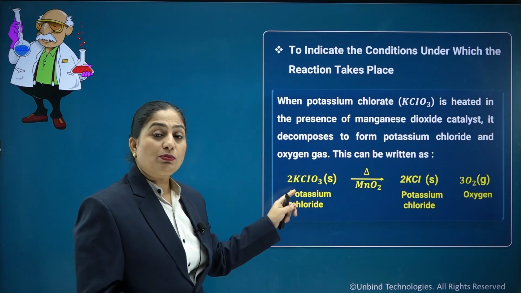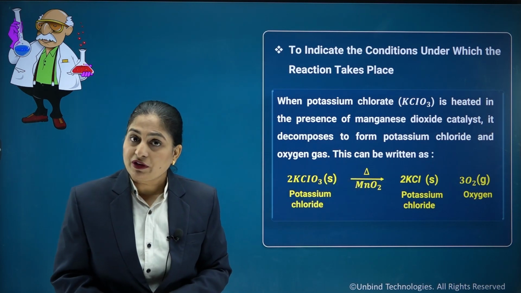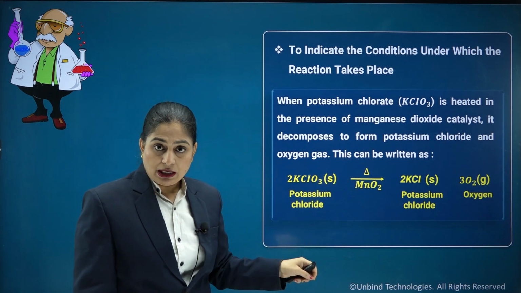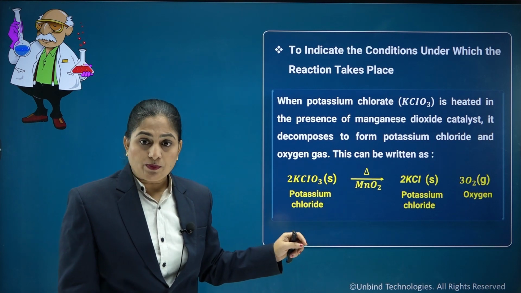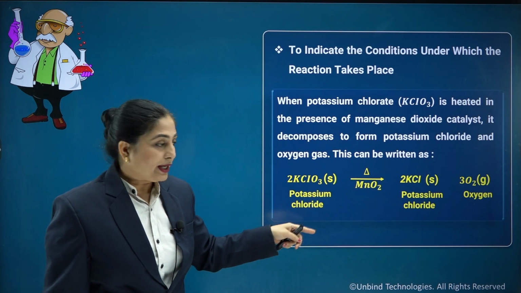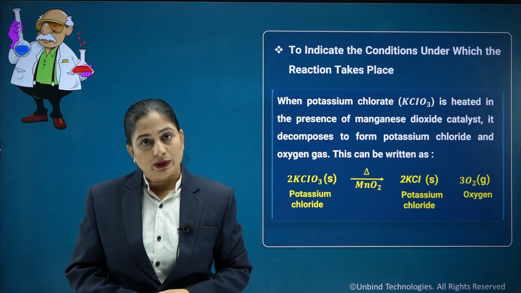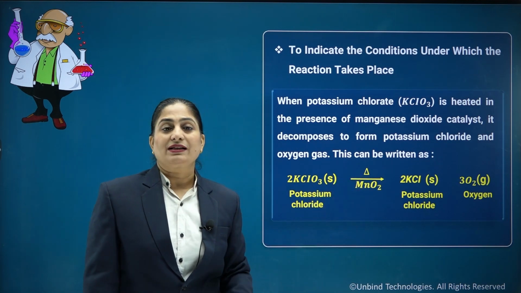We have potassium chlorate, KClO3, on heating. This triangle is the symbol of heat, so we can place heat in the form of the triangle symbol. MnO2 is a catalyst, which is placed below the arrow, and in brackets we can see the states. S stands for solid and G stands for gas. So, we have written the physical state along with each substance, and the conditions of temperature and catalyst in this reaction.